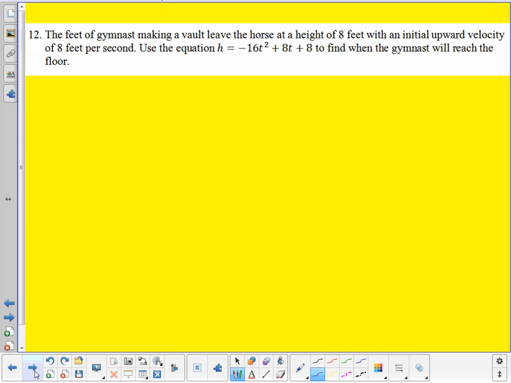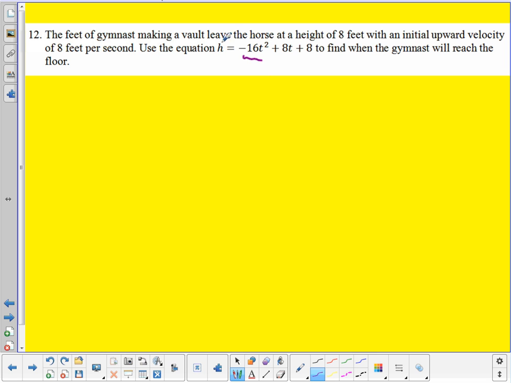Okay, last question. So I'm talking about a gymnast. She is making a vault. She's leaving the horse 8 feet with an initial upward velocity of 8 feet per second. We use that equation there. You're going to start to recognize this negative 16 is in this equation a lot. That's because negative 16 t squared has to do with the gravitational pull, and gravity is always the same. So our gravitational pull is usually going to be that negative 16 t squared constant.